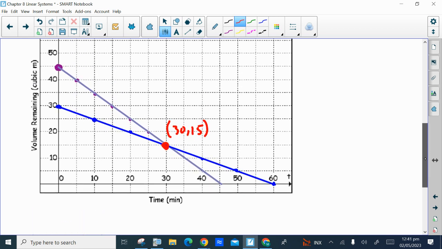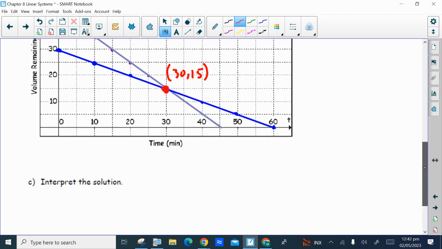So interpret the solution. 30 is the x value, which is the time in minutes. So that 30 represents 30 minutes. The y value of 15 is the volume remaining in cubic meters. So that 15 means 15 cubic meters. Both of the granaries have 15 cubic meters at 30 minutes. This is where they both have the same amount of grain remaining. They both have 15 cubic meters.